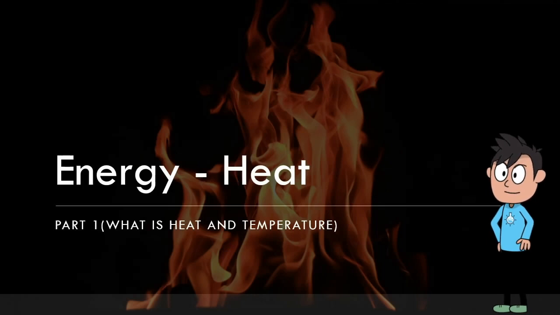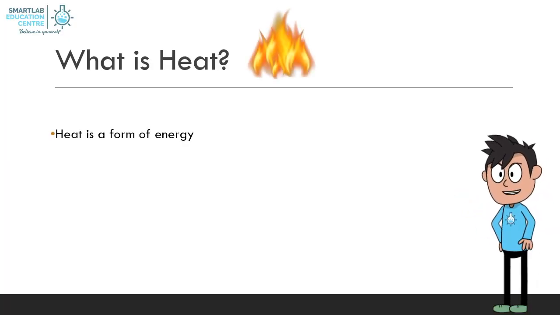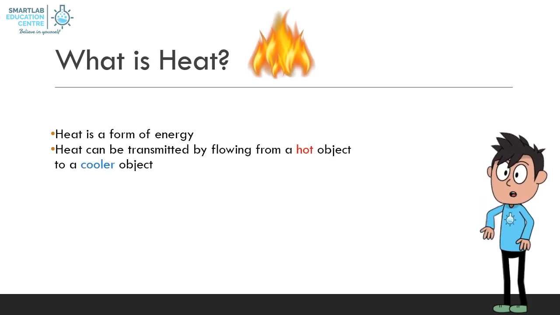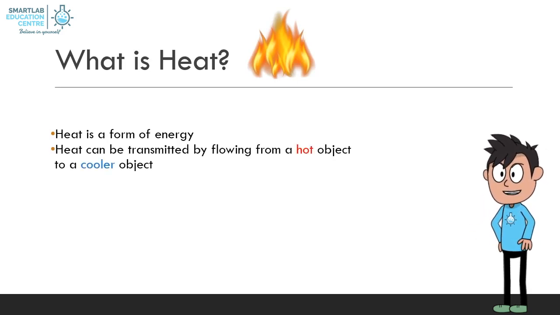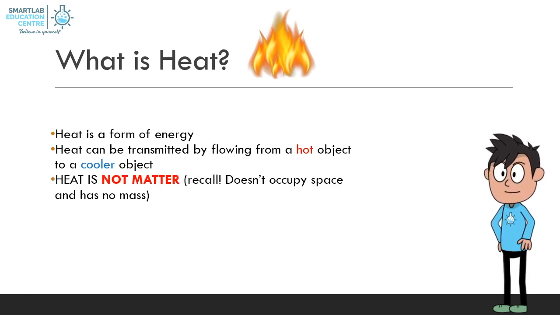Heat. Part 1. Let us take a look at what is heat and temperature. So, what is heat? Heat is a form of energy. It can be transmitted by flowing from a hot object to a cooler object. Heat is not matter. This is because heat doesn't occupy space and has no mass.